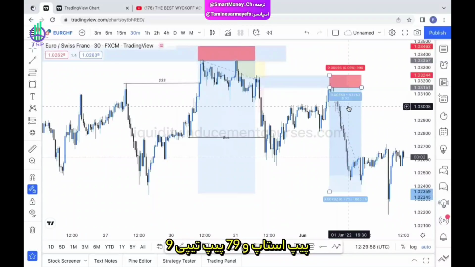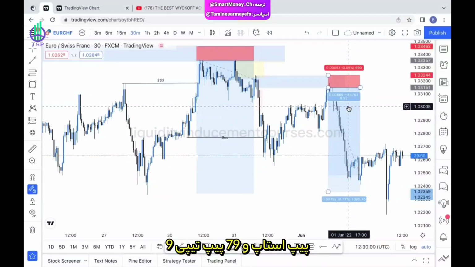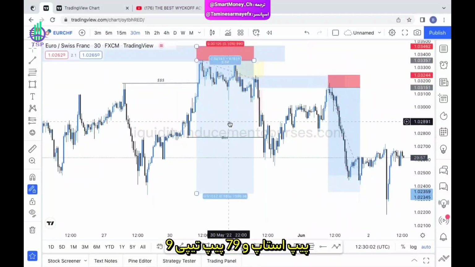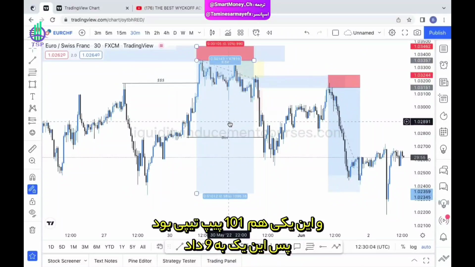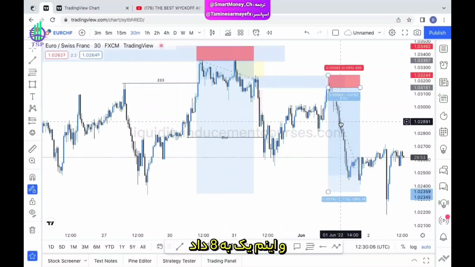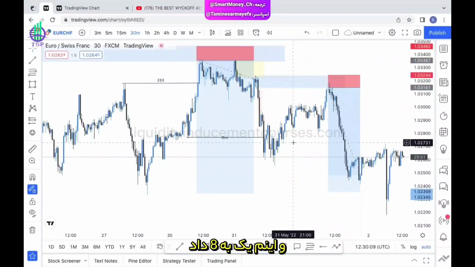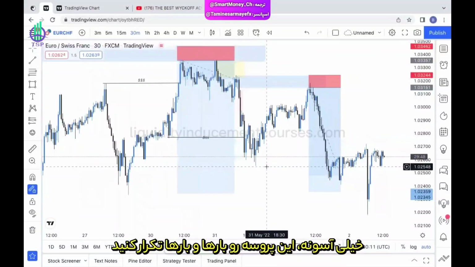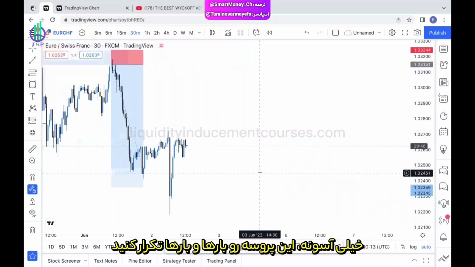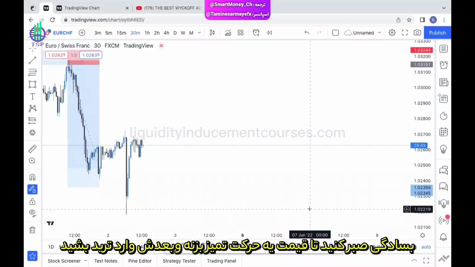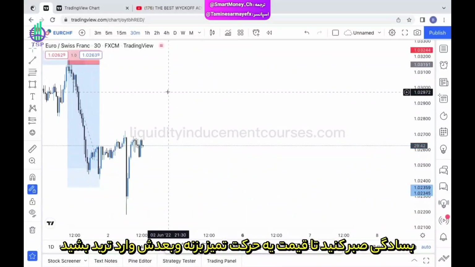And then this played out 1 to 8, stop loss on 9 pips, take profit on 79 pips, while this had take profit on 101 pips. So this was a 1 to 9 and this was a 1 to 8. Very pretty stuff, repeating the same process over and over. Simply waiting for price to do what it does best and then taking your entries.